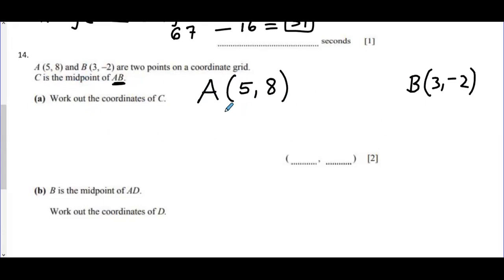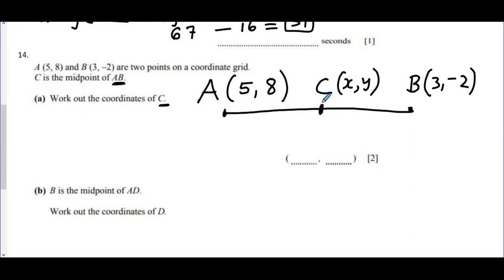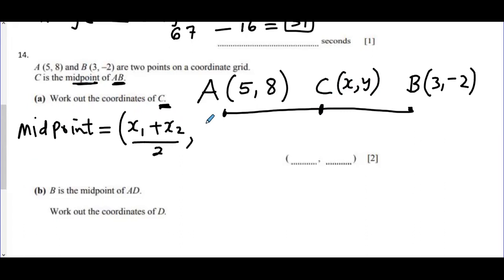So if you have something like a line connecting these two points, now C is at the middle point of this line. So that is your C. Now, can you work out the coordinates of C? Can you find what is the value of X for C and what is the value of Y for C? Now, to work out the coordinates of the middle point, we have the formula, which says midpoint equals (X1 plus X2) divided by 2, comma, (Y1 plus Y2) divided by 2. This is the formula for the midpoint, which you have to know.